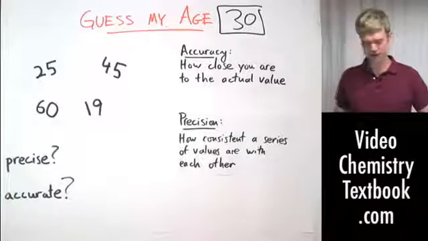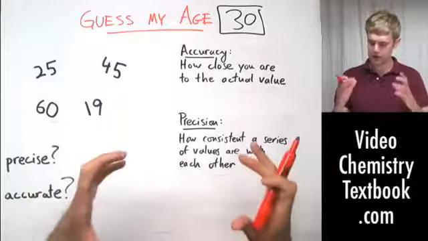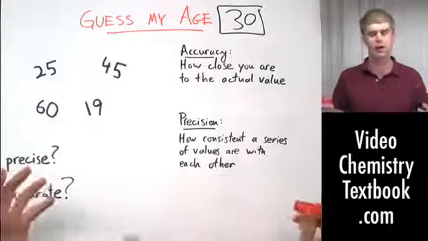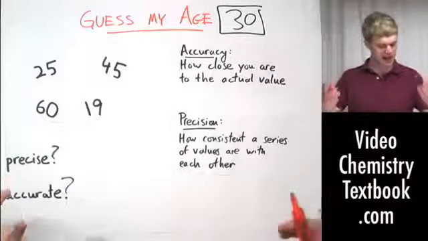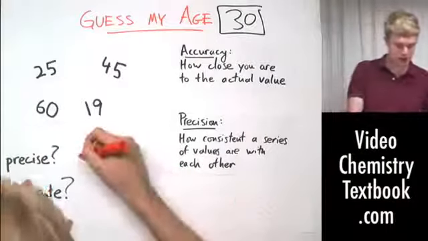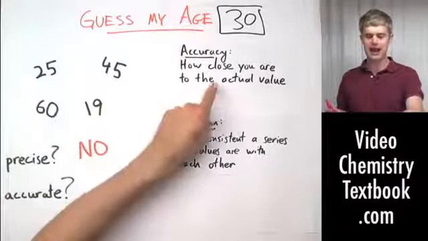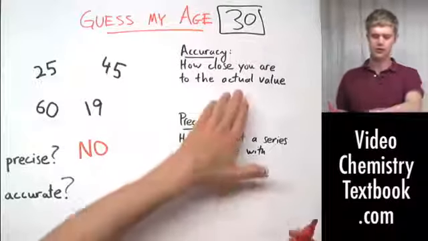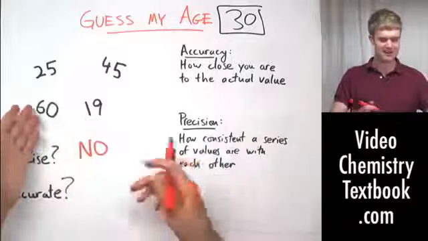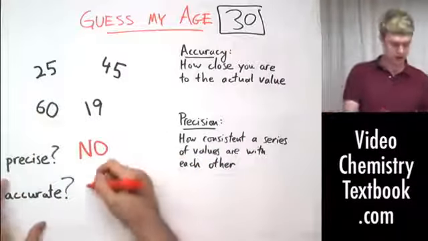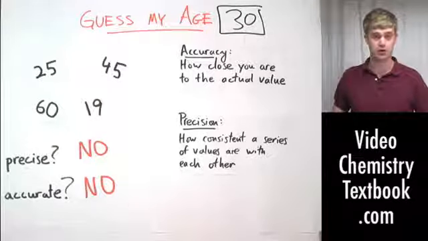Let's look at these definitions again. All right. Are these answers precise? Are they close together? Are they consistent? Not at all. Right? We have everything from 19 all the way up to 60. Scattered all over the place. So are they precise? No. Absolutely not. And additionally, let's look at accuracy. Are they accurate? Are they close to the actual value? Absolutely not. We have everything from 19 to 60. We didn't get anywhere near 30. So we'll say these are neither precise nor are they accurate.